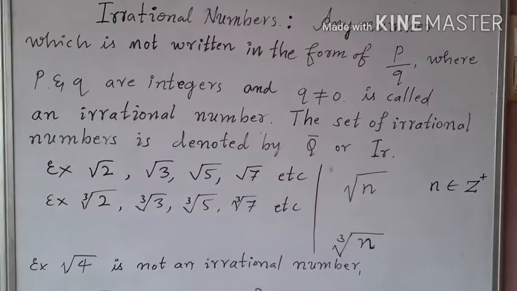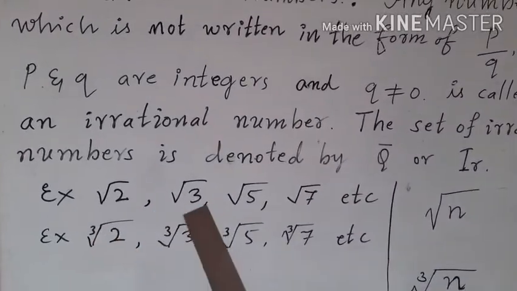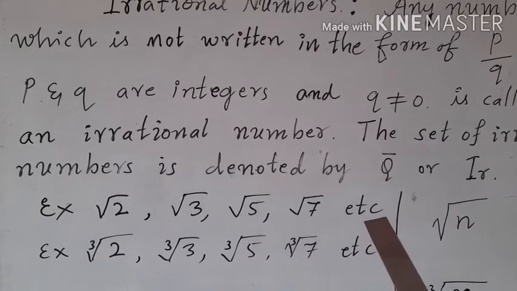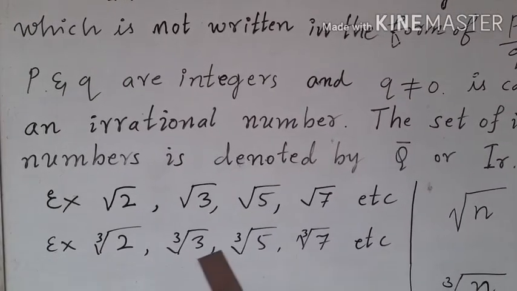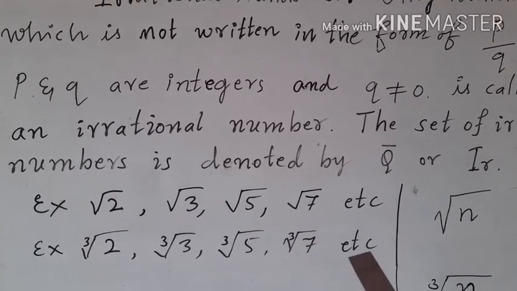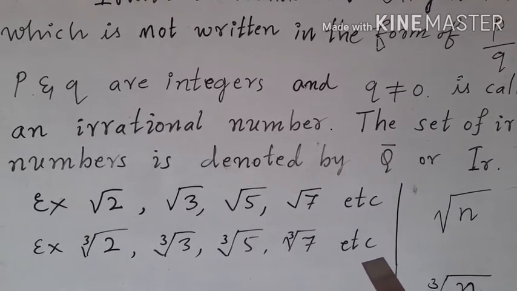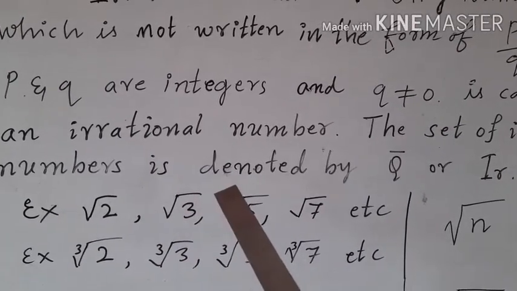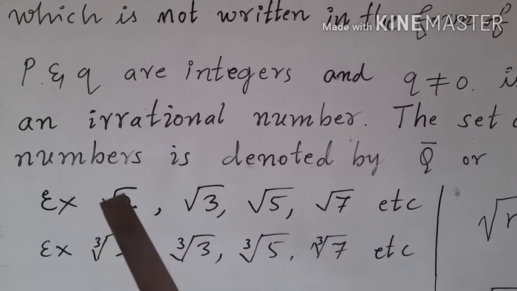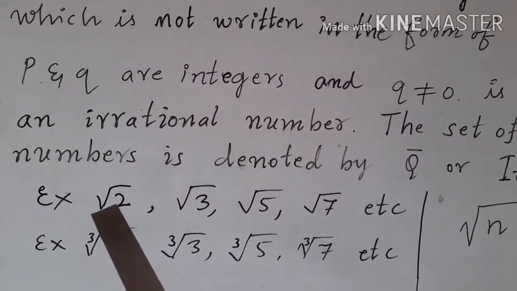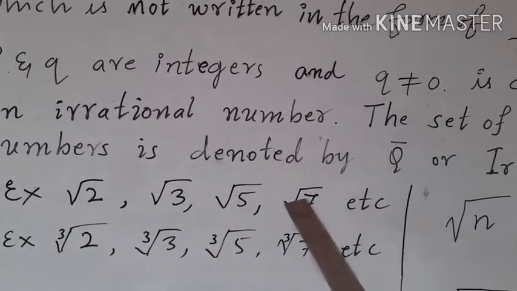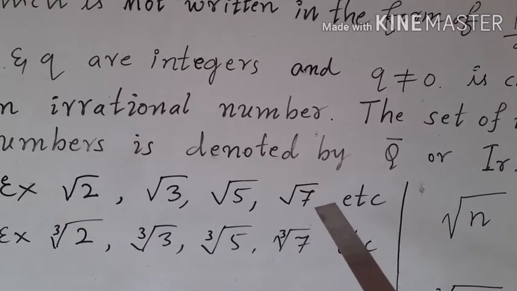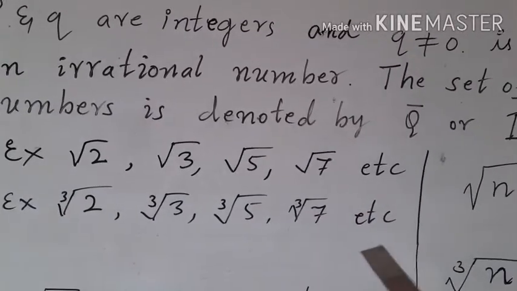Now let us see why root 2, root 3, root 5, root 7, etc. are examples for irrational numbers, and cube root of 2, cube root of 3, cube root of 5, cube root of 7 are examples for irrational numbers. See here, this is the square root mark. This is also the square root mark. I have written 2 under the square root mark. Then should we believe that any number written under the square root mark is an irrational number? That is one question. Let us look at the second set of examples.